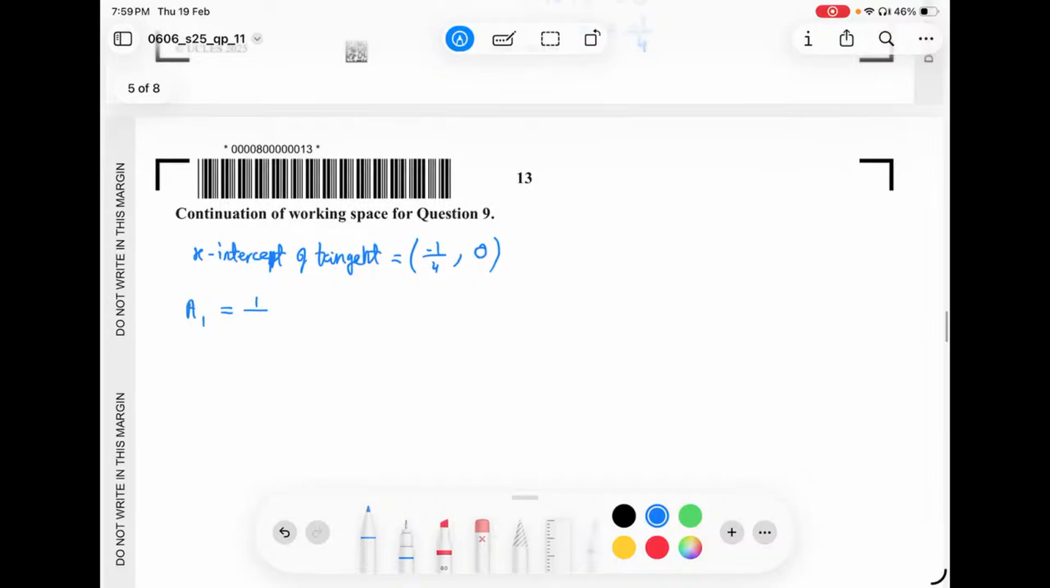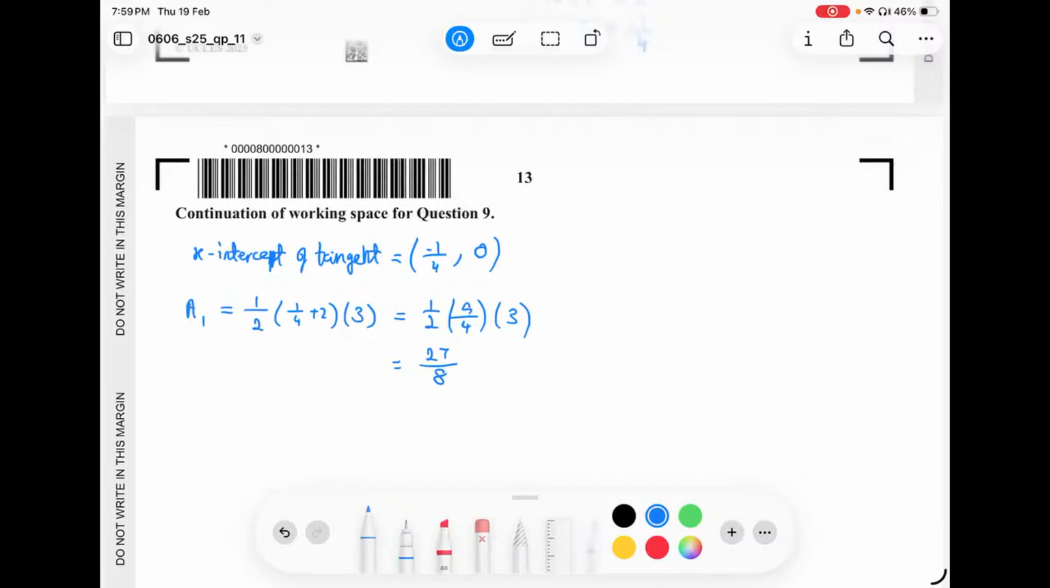So how do you find it? You use the half times base times height formula. So the base is going to be 1 over 4 plus 2, and then the height is going to be 3. So now what you have is half times 9 over 4 times 3. So that's going to give us 27 over 8.